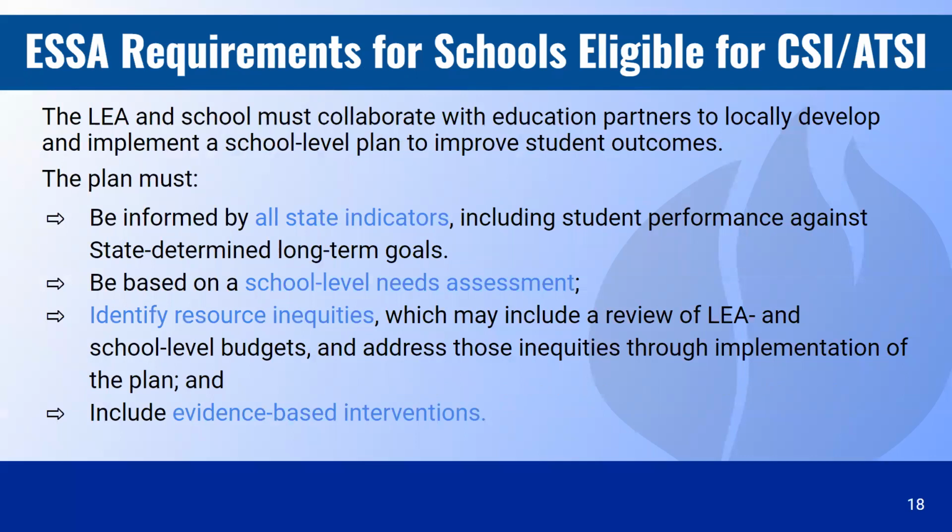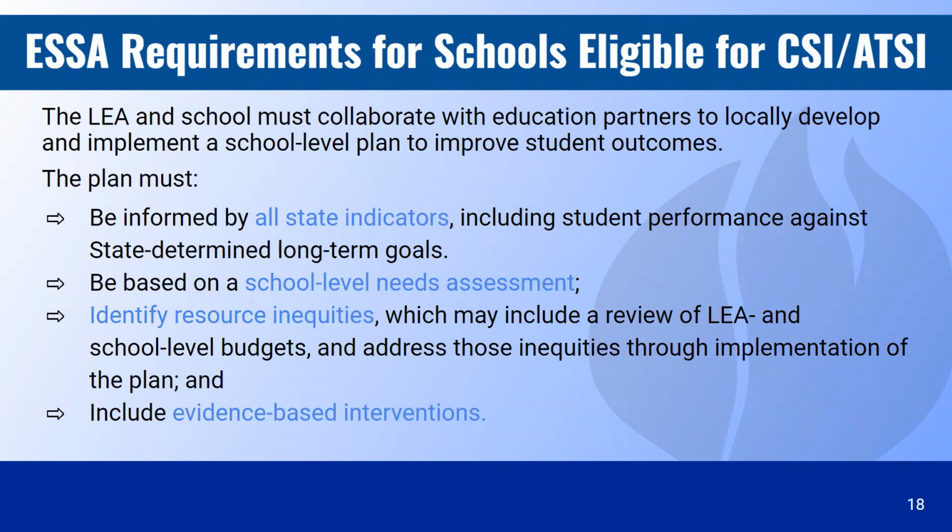California's ESSA state plan outlines the requirements for CSI and ATSI schools. This requires that an LEA, where the school is located, must collaborate with the school and educational partners to develop a school-level plan to improve student outcomes. The plan must be informed by state indicators, be based on a school-level needs assessment, identify resource inequities, and include evidence-based interventions. Evidence-based interventions are defined under ESSA as practices or programs that have evidence to show that they are effective at producing results and improving outcomes.